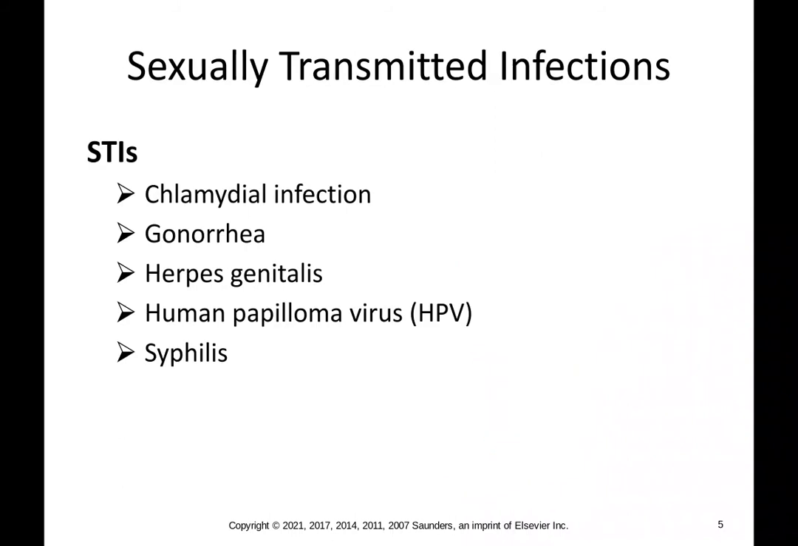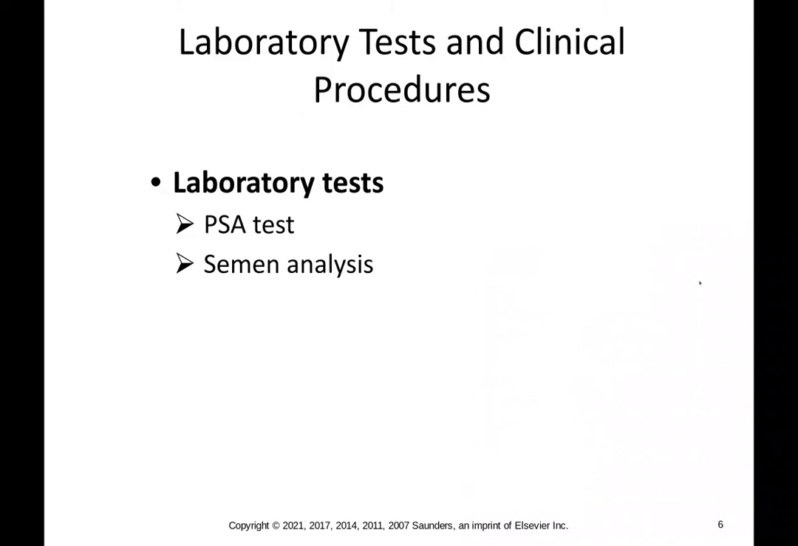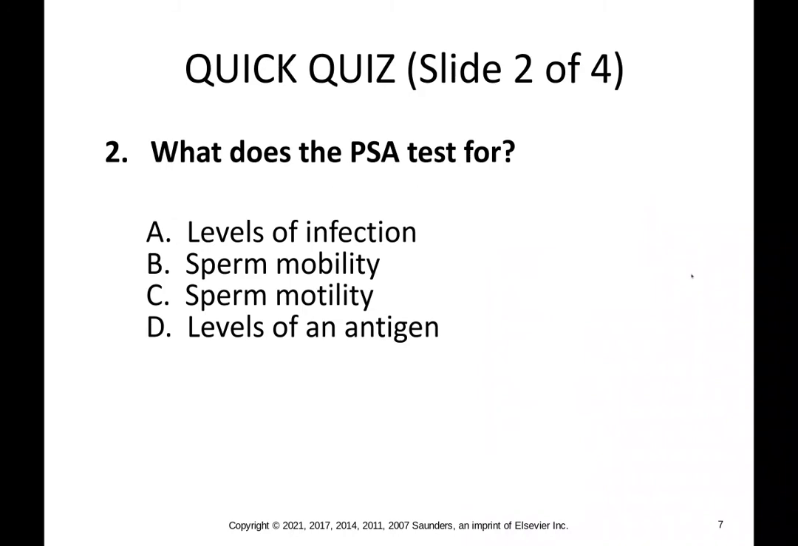Sexually transmitted infections, or STIs, include chlamydial infection, gonorrhea, herpes genitalis, HPV, or the human papillomavirus, and syphilis. There are some lovely pictures in your textbook illustrating the dangers of those infections. Lab tests, there's the PSA and semen analysis.